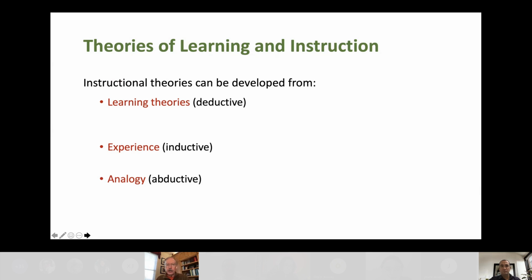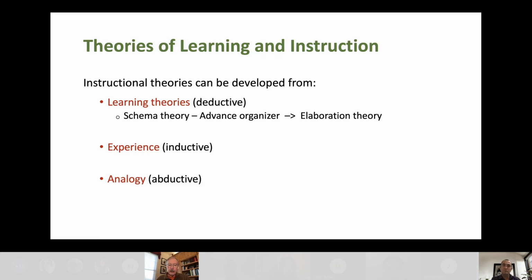So what is the relationship between theories of learning and instruction? Well, instructional theories can be developed from learning theories. That's one way that they're related, but instructional theories can also be developed from experience or from analogy. So these are deductive, inductive, and abductive approaches to developing instructional theories.